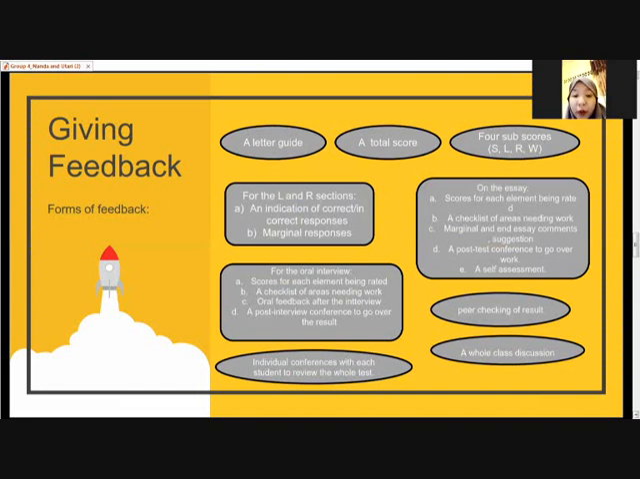And then the individual conferences with each student to review the whole test, and also a whole class discussion. Those are also forms of giving feedback.